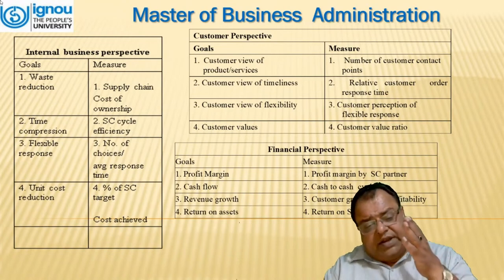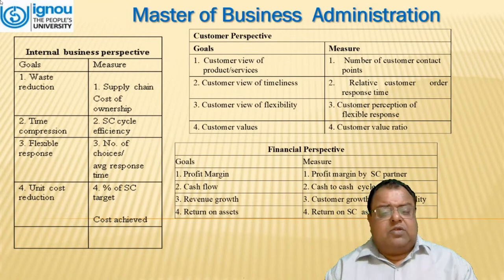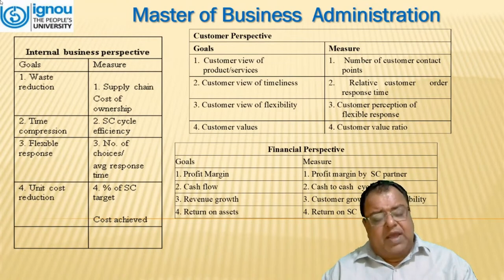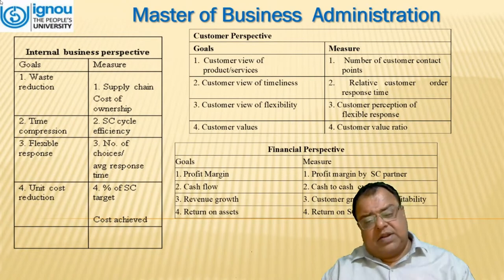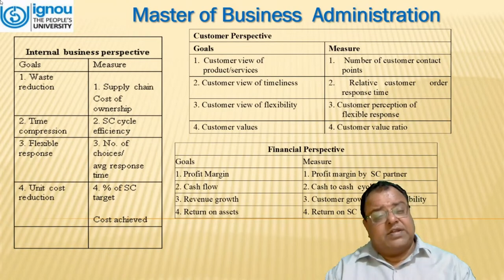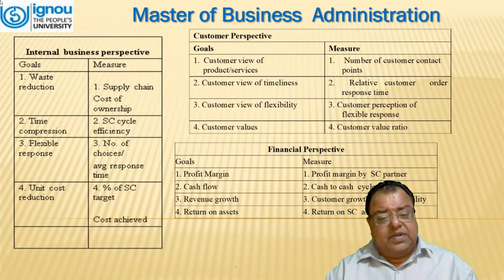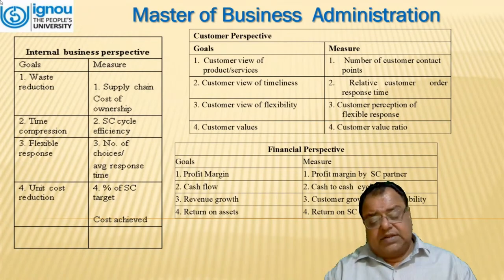And if we take the financial perspective, the goal every organization has is profit margin. That is profit margin by supply chain partners. Cash flow, cash to cash cycle, that is movement of the cash. Revenue growth, which is related to customer growth and profitability. And the fourth one is return on assets, that is return on supply chain assets.